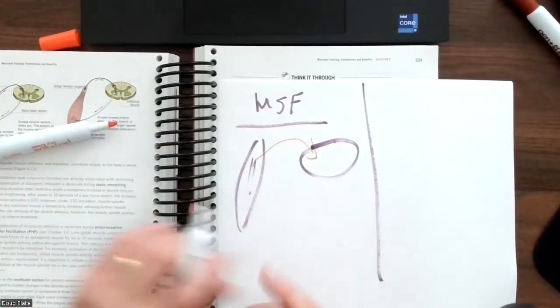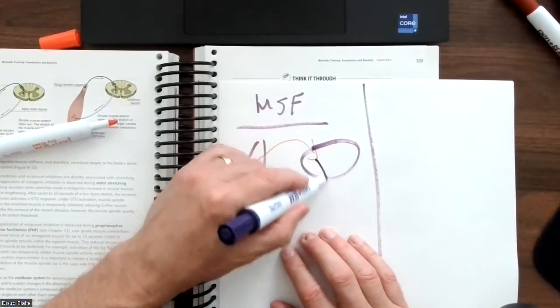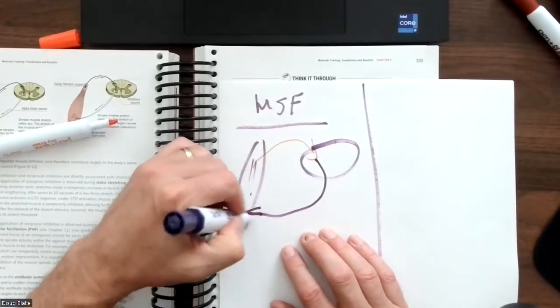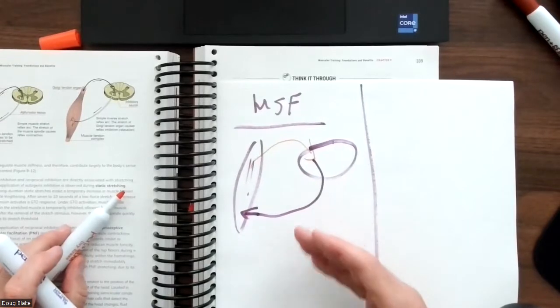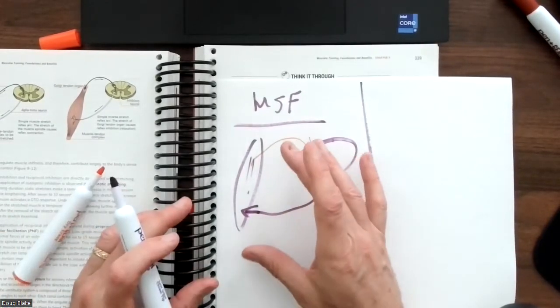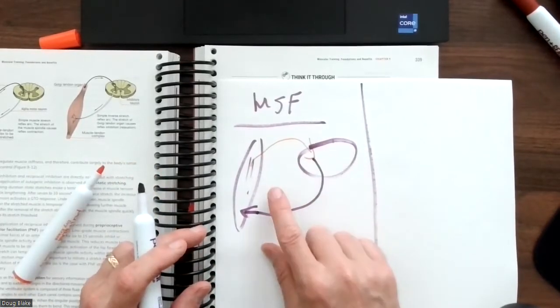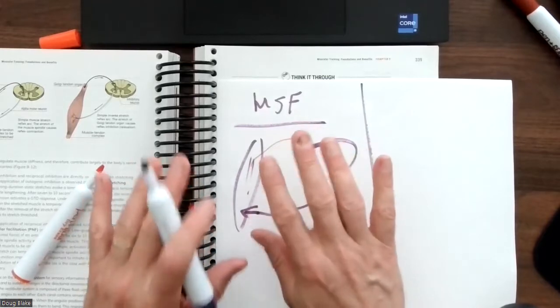The spinal cord is then going to send an impulse back to the muscle itself, to the extrafusal fibers, the contractile fibers, and it's going to tell the muscle to build tension or contract. And that's how it works. Okay. So this is the way the muscle spindle works.